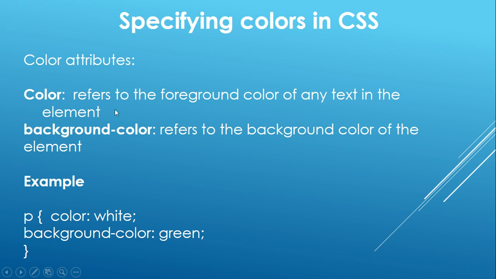As you can see, color refers to the foreground color of any text in the element, while the background color refers to the background color of the element. For example, if you want our text to be white and the background to be green, we are going to use this code with p, the selector, color, we put white, and the background green.